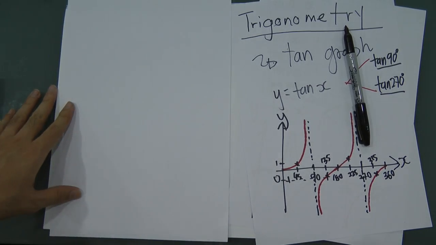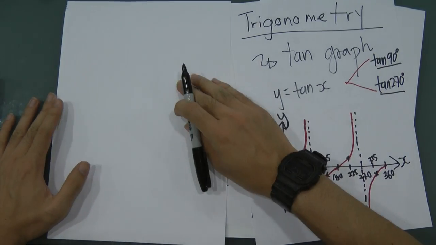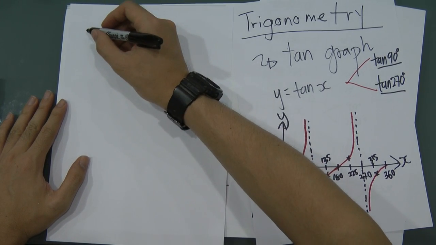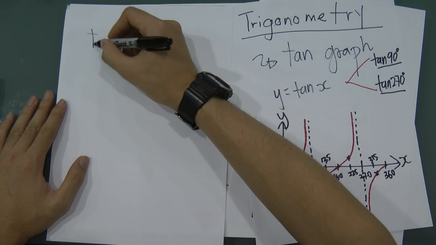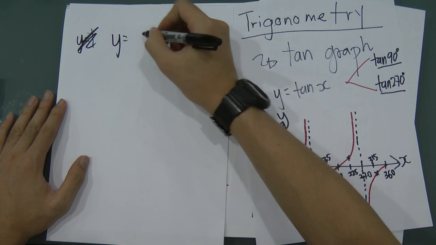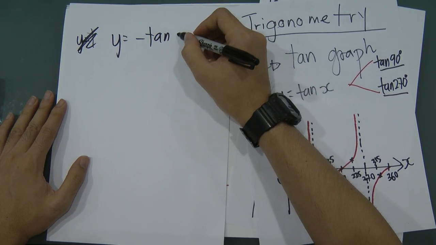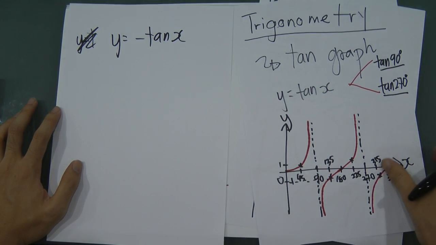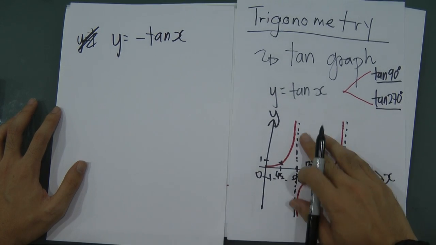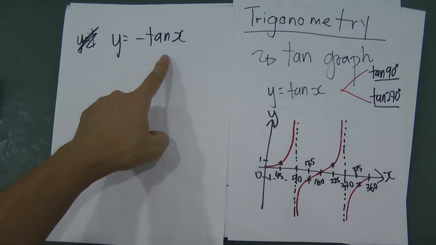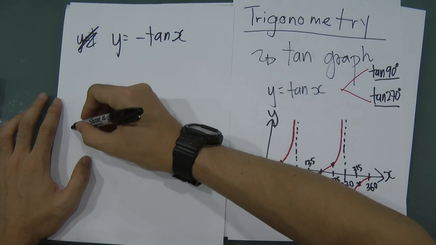because I say I'm going to go to the advanced part. So let me do the last 2. What happens to y equals negative tangent x? Negative means you have to flip over your graph. Just now this is the correct one, y equals tangent x. Now you're going to see what happens to y equals negative tangent x.